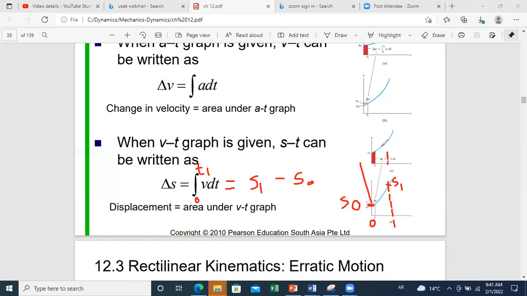I determine this area, and this area will be equal to S1 minus S0. And since I know S0, I can find the value of S1. And I can do this for several points and draw my graph. Any question on this?